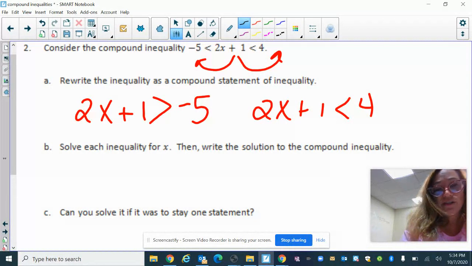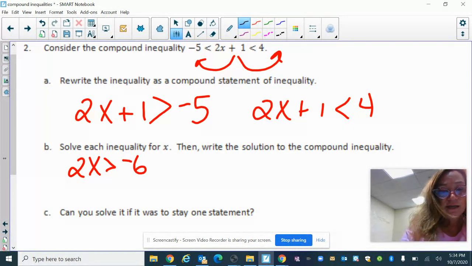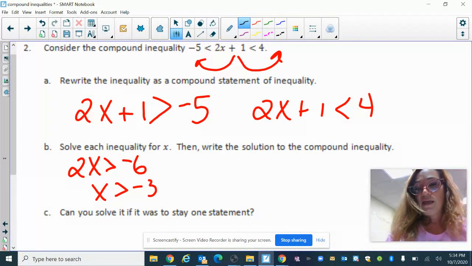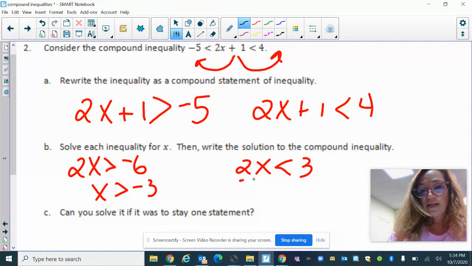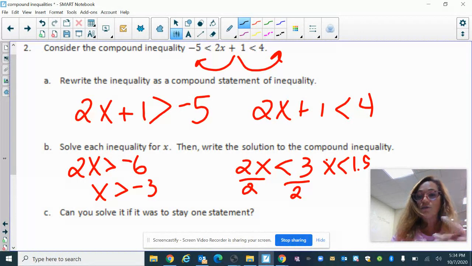Okay, so I'm going to solve each of these. If I subtract 1 from both sides, I get 2x is greater than -6. Divide by 2, I get x is greater than -3. So that one's solved. Subtract 1 from both sides, you get 2x is less than 3. Divide both sides by 2, you get x is less than 1.5. You could leave it as 3/2, or you can write 1.5, whatever you want.